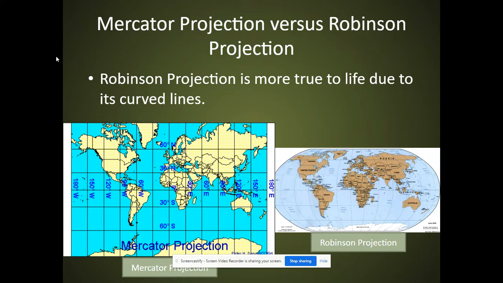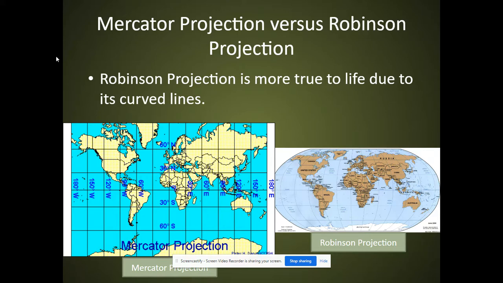And the Mercator projection is usually one you use in younger grades because it's easier to read. The kids have an easier time keeping their finger on the grid lines because it's all straight. However, it is not as accurate as the Robinson projection map.